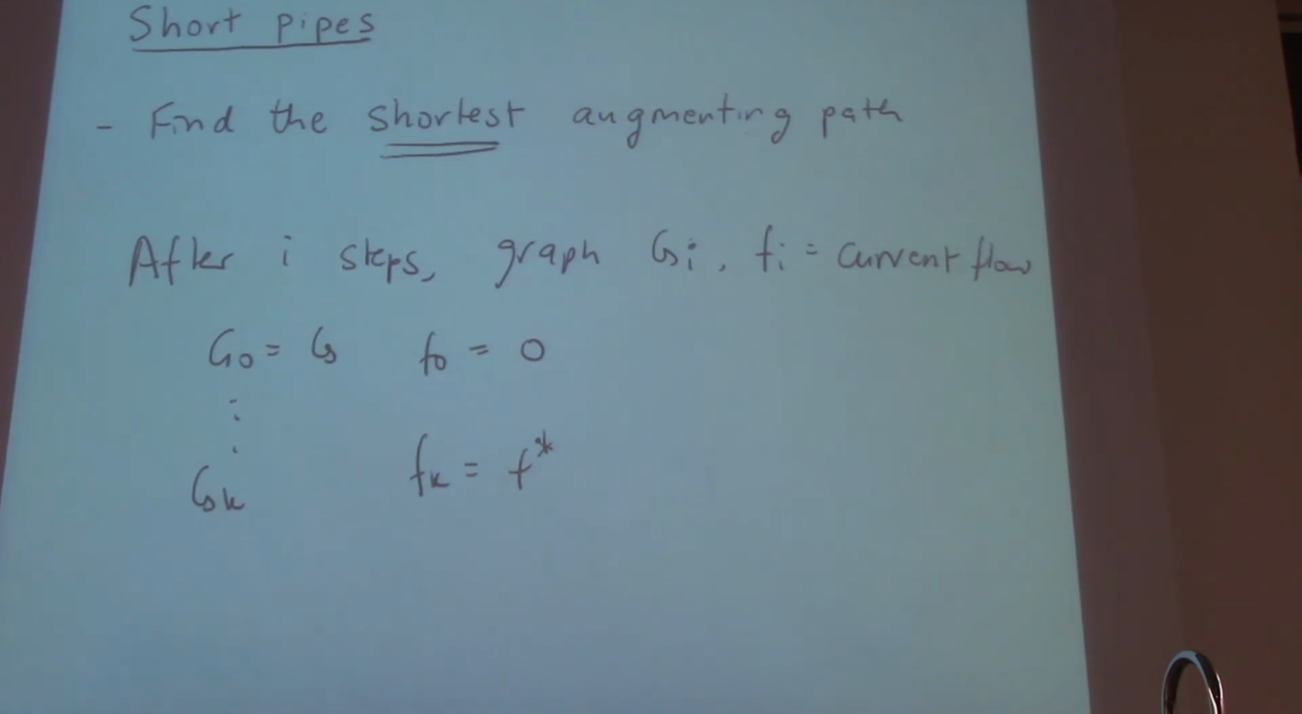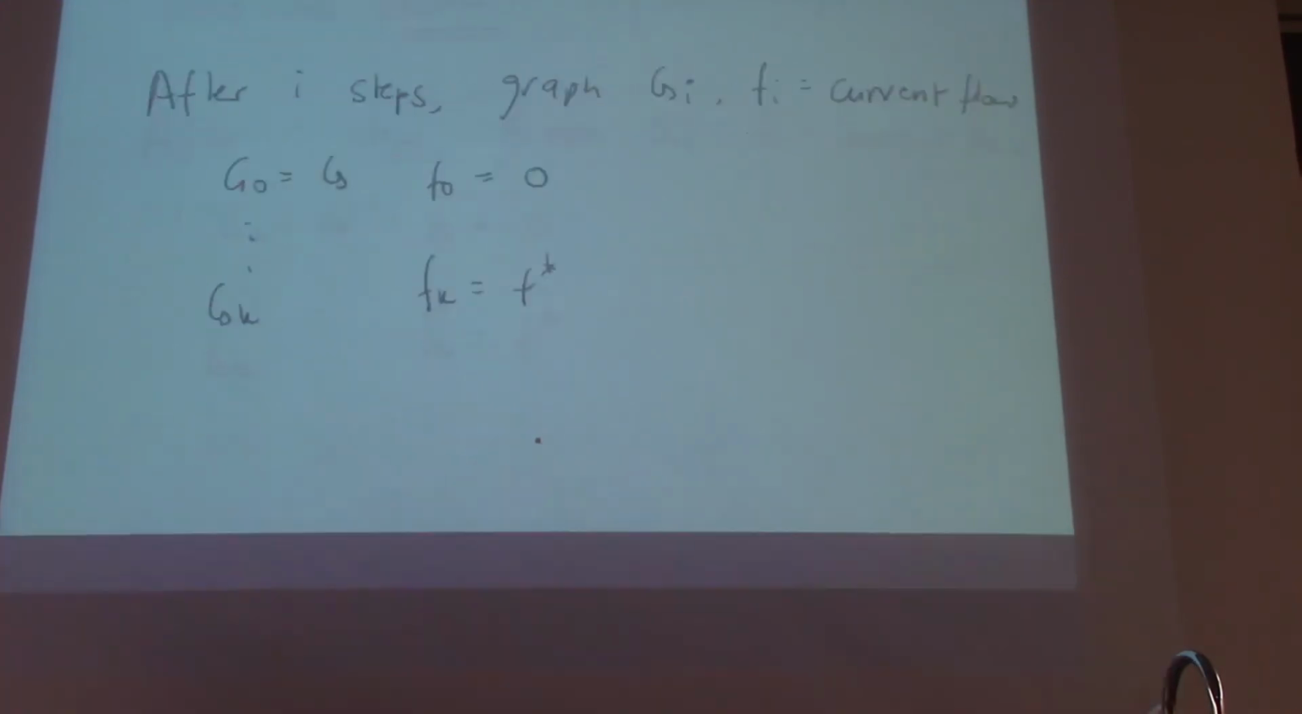What we want to define is a notion we'll call the level of a vertex in G_i. The level in the ith stage of vertex v is equal to the distance from s to v in G_i.